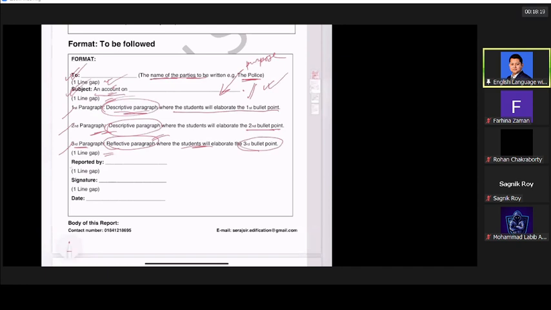Here you're going to write reported by. Here you have to write these two words, reported by, then you're going to write your full name. Underline is not needed. You're going to write your full name, then there's going to be one line gap, then there's going to be signature, the word signature, and then you're going to give your signature. Finally, the word date, and finally you're going to give your date.